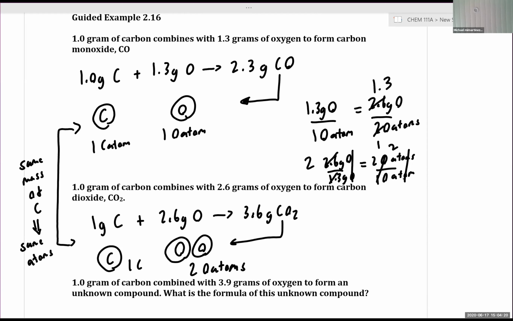Does that make sense so far? Can everyone see how the law of multiple proportions is followed? Any questions so far?